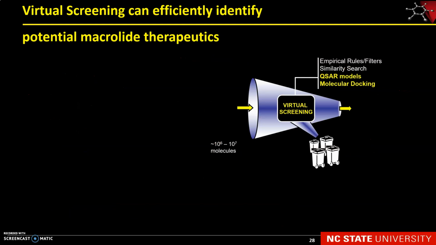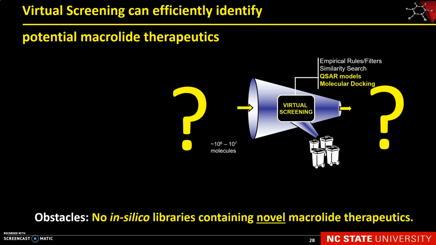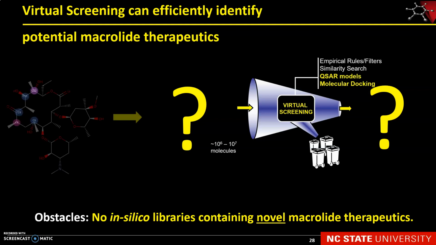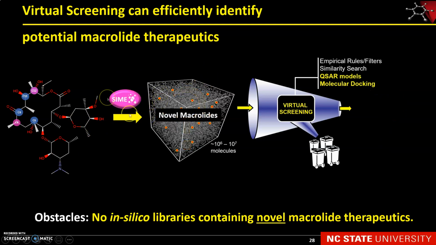Previously, I showed that virtual screening is a really effective computational method to do that, but we still don't have those chemical libraries. We still don't have, especially, libraries containing novel macrolide therapeutics. This is still a missing step. But we know what parts of the chemical structures that we want to manipulate. We can leverage that knowledge from different fields. And we decided to develop this SIME software.